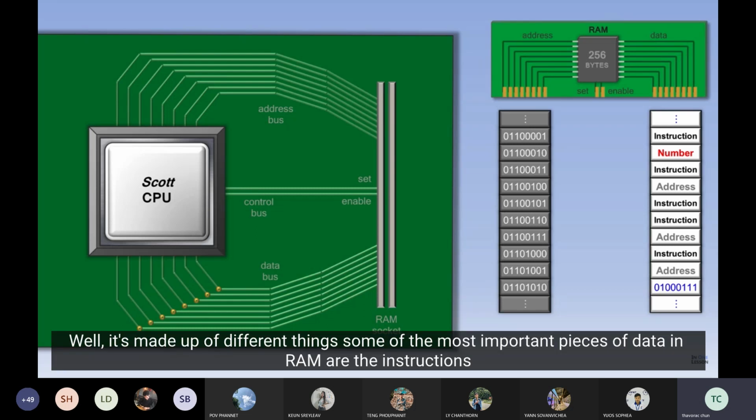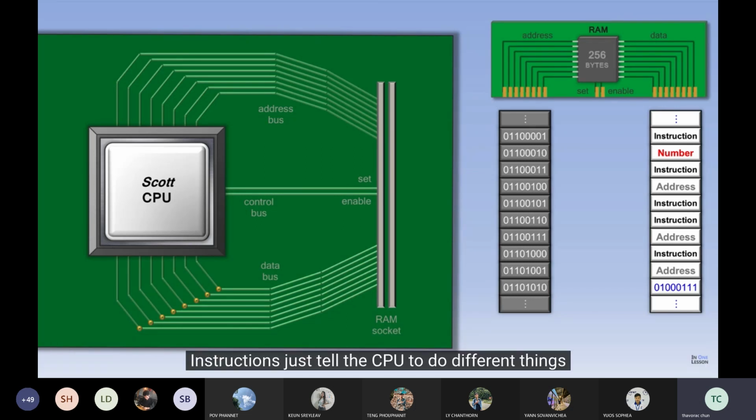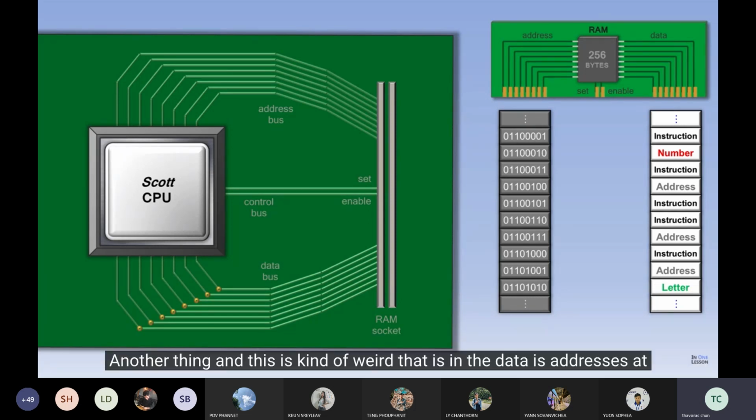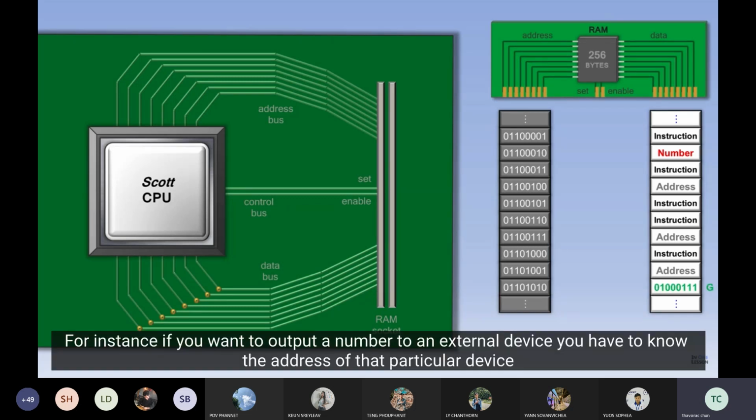These addresses can be used for various things. For instance, if you want to output a number to an external device, you have to know the address of that particular device. Do you want to send data to the printer, or do you want to send it to the monitor, for instance? There are also letters stored in RAM. If you want to show some text on the screen, you would actually store it as a bunch of ones and zeros in RAM. Each letter is stored as a particular combination of ones and zeros according to a character code. These character codes are arbitrary. Someone just decided that this is a lowercase a, and this is an uppercase G, for instance. So that's what's actually in the data inside RAM.